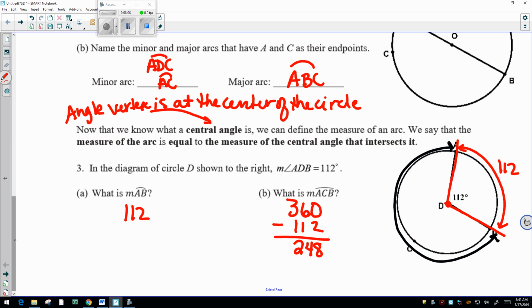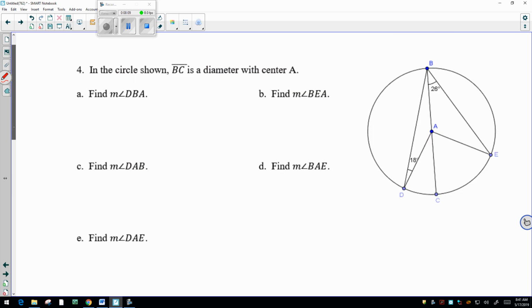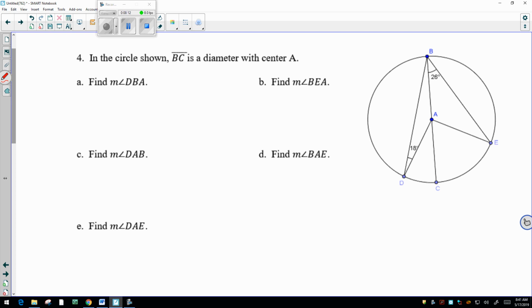Okay, on the back, let's try some more. So in the circle at the right, BC is our diameter, and we're going to try and find some more angle measures. Now, keep in mind, we talked about the triangles that are formed being isosceles. So for instance, this triangle DBA is an isosceles triangle. And I know it's isosceles because these are both radii. And since it's isosceles, I know not only are the 2 sides equal, but my 2 base angles are equal. So since I'm looking for angle DBA, that means this angle up on top, I know that it has to be equal to this angle over here because those are the base angles of the isosceles triangle. It has to be 18.